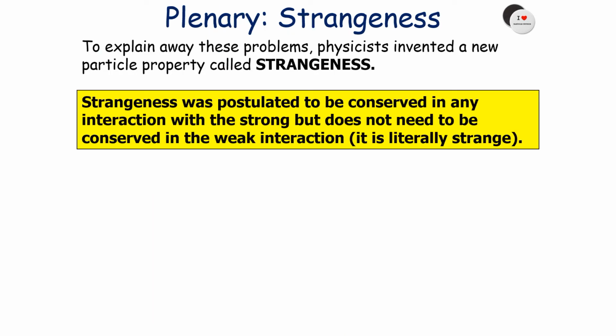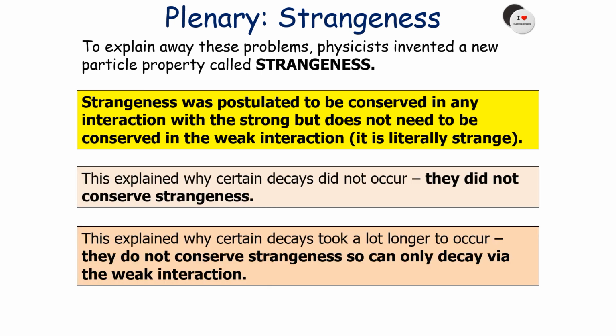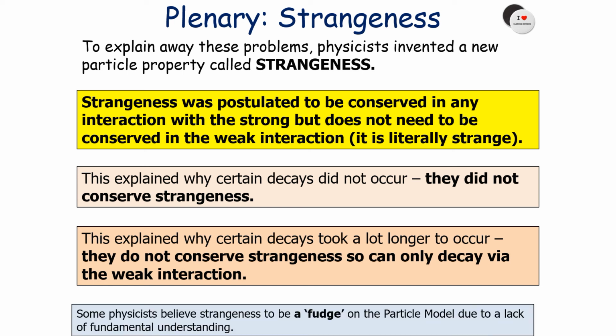To explain these problems away, we came up with a new particle property called strangeness. Strangeness was postulated to be conserved in any strong interaction, but doesn't need to be conserved in the weak interaction. It's literally strange. So this explains why certain decays didn't occur: they didn't conserve strangeness. And this explains why certain decays took a long time to occur: they don't conserve strangeness, so they can only decay via the weak interaction.